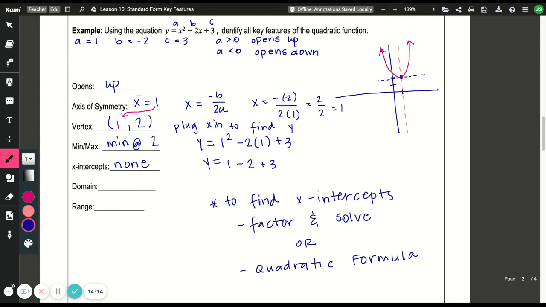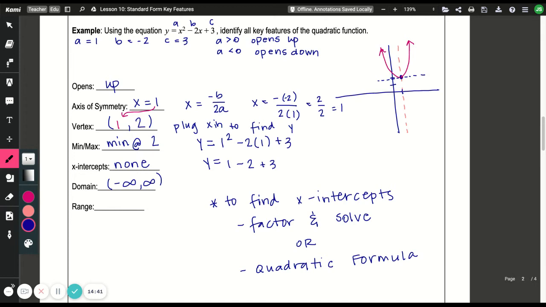So if you figure out which way it opens and where the vertex is first, you'll know if you need to try to solve for x-intercepts. This one we don't need to. The domain for every parabola is negative infinity to infinity. As long as we're not talking about real world problems, like the basketball wouldn't keep going forever. But as long as we're just talking about equations and graphs, it's infinity.